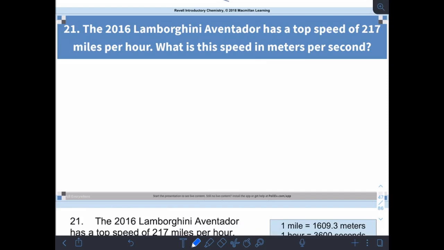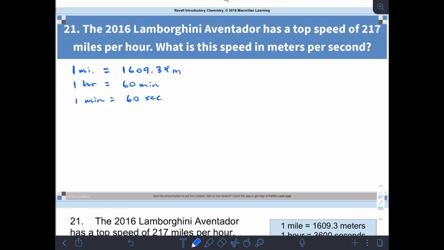So one conversion factor is miles to meters. So we'll have 1 mile equals 1609.34 meters. And then we need 1 hour is 60 minutes. And 1 minute equals 60 seconds.